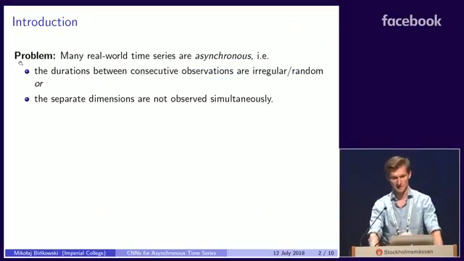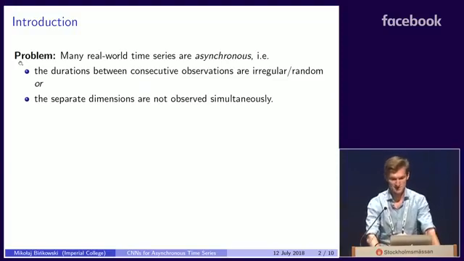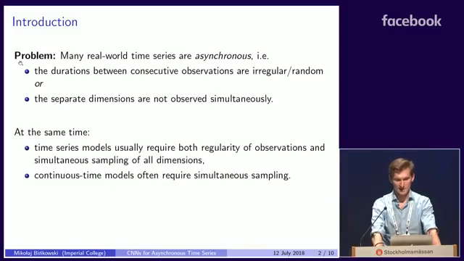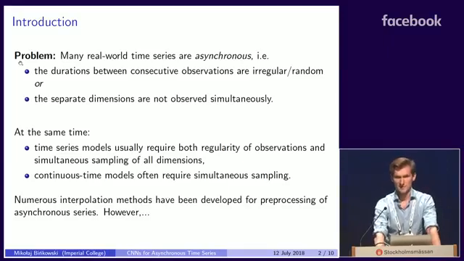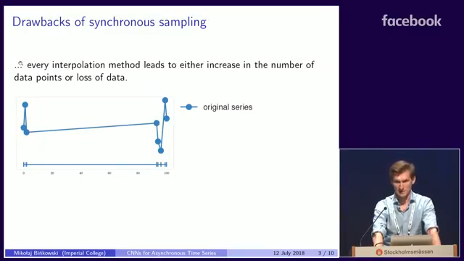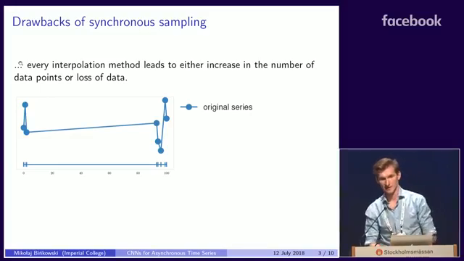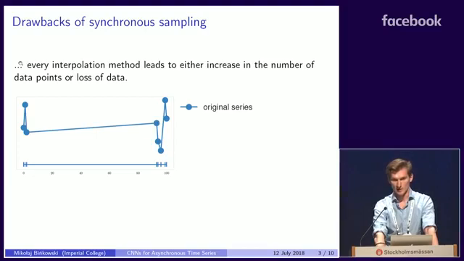So in many real-world problems related to time series, we have to deal with asynchronicity, which means that either the durations between consecutive observations in our time series are irregular, or if we deal with multivariate time series, the separate dimensions are not observed simultaneously. At the same time, usually time series models require both regularity of observations and simultaneous sampling. Also, continuous time models usually require simultaneous sampling. So people usually deal with these kinds of problems at the preprocessing stage using some kind of interpolation method. However, no matter which interpolation we would use, we would always end up either with more data points, or we'll lose some part of our information.